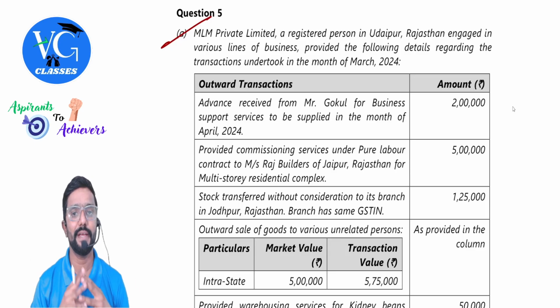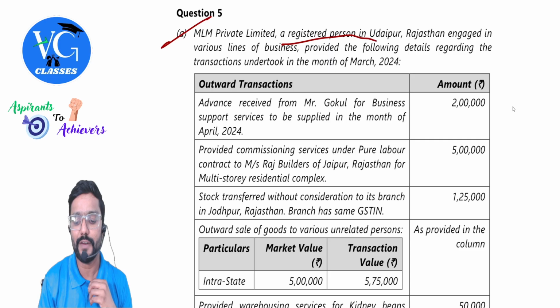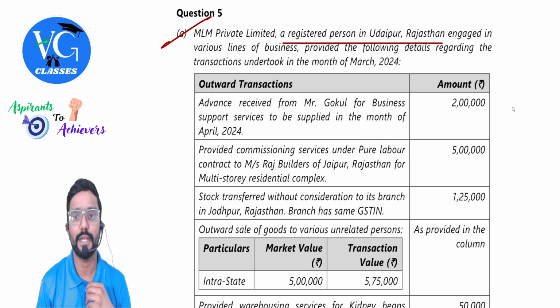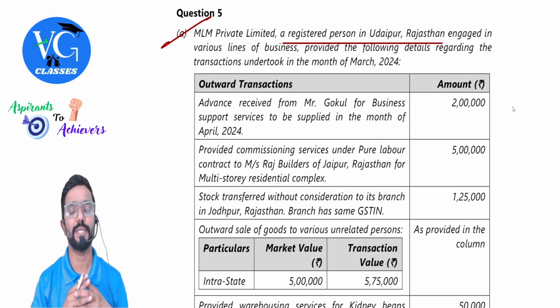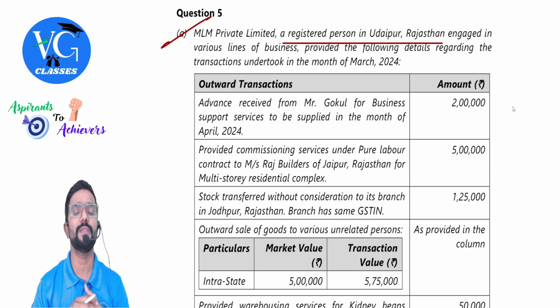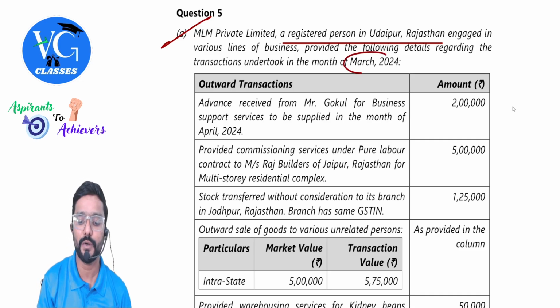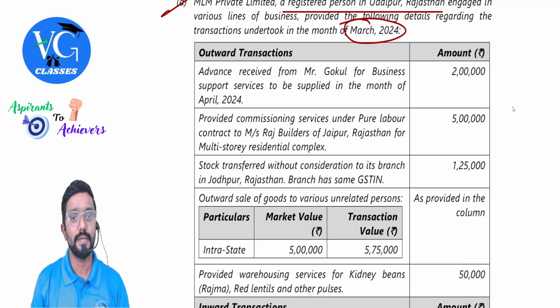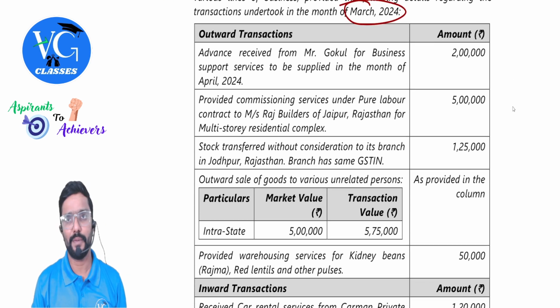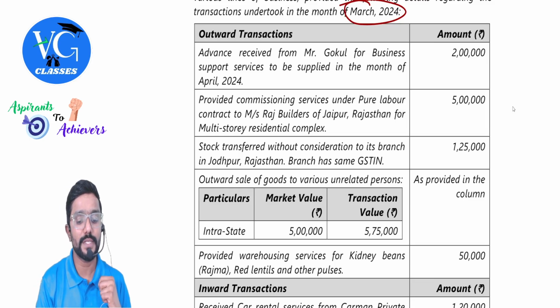MLM Private Limited, a registered person in Udaipur, Rajasthan, engaged in various lines of business, provided the following details regarding the transactions undertaken in the month of March 2024. All the data given in the question is for 1 month, March 2024. Next, outward transaction, that is nothing but outward supply. Advance received from Mr. Gokul for business support services to be supplied in the month of April.